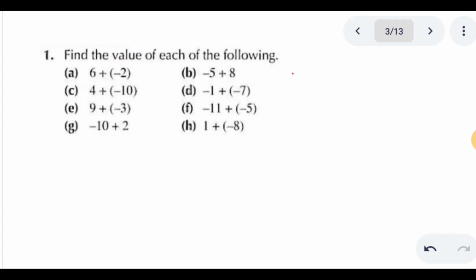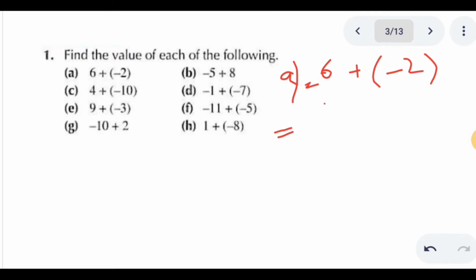Now we are going to solve question number 1. In this question, they are asking us to find the value of each of the following. We are given two numbers and we have to solve them. Like in part A, the question is 6 plus minus 2.